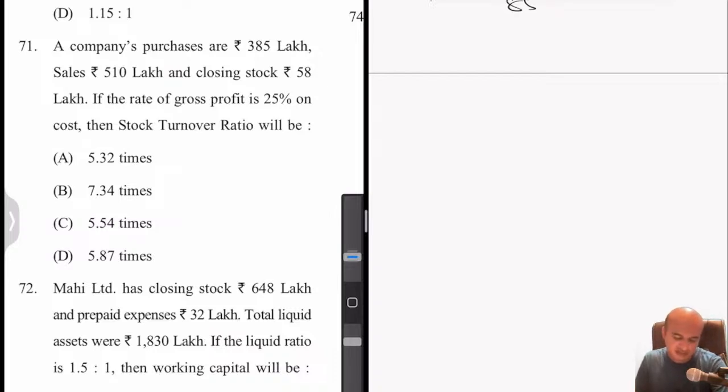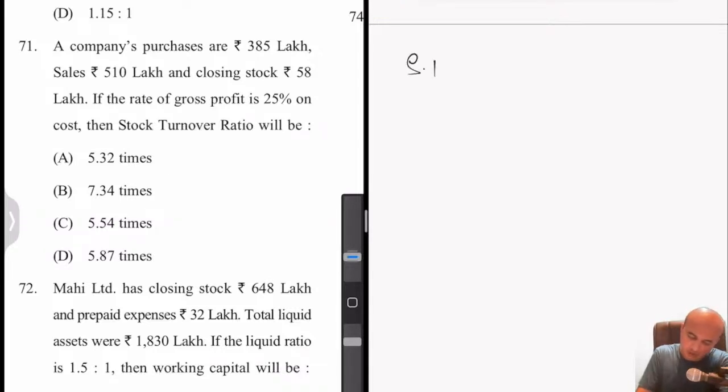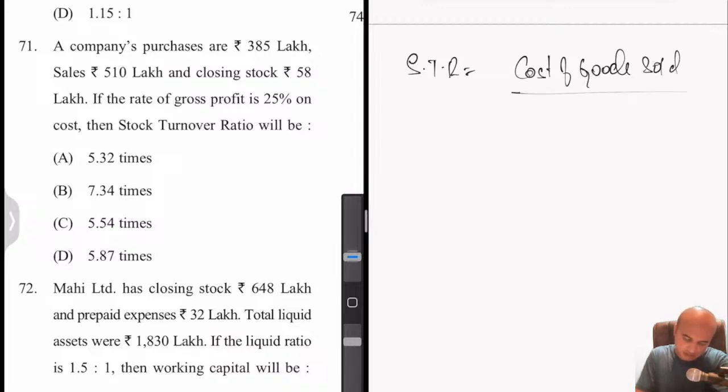A company's purchases are 385 lakhs, sales 510 lakhs, closing stock 58 lakhs. If the rate of gross profit is 25% on cost, then stock turnover ratio will be dash. First of all, we have to identify what exactly is stock turnover ratio. It is cost of goods sold divided by average stock.